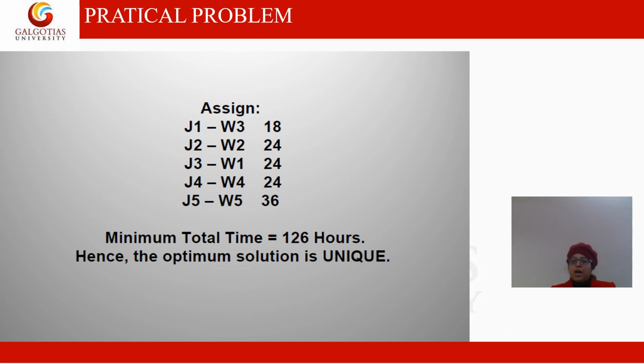So, this is how we have assigned each job to each worker. J1 job is assigned to worker 3, J2 job is assigned to worker 2, J3 is assigned to worker 1, J4 is assigned to worker 4, and J5 is assigned to worker 5. Along with that, we take the values from the initial table which has been given to us according to the values assigned. So here the minimum total time is 126 hours.